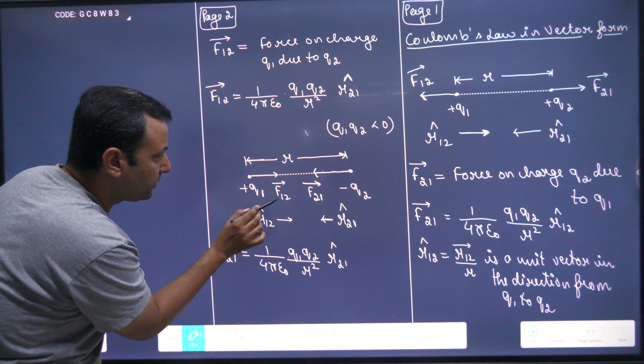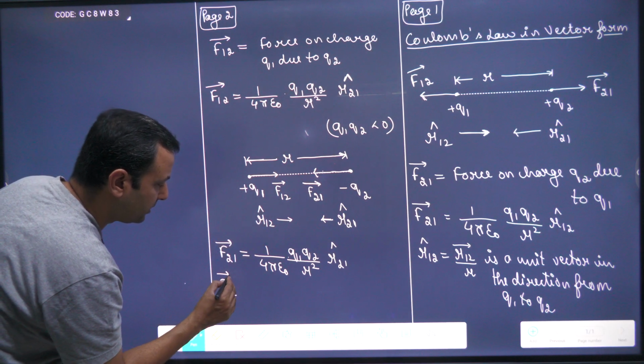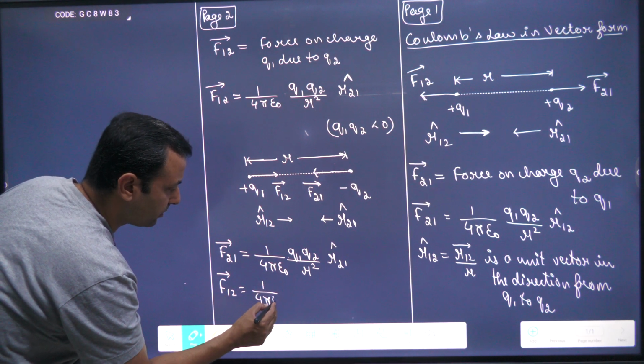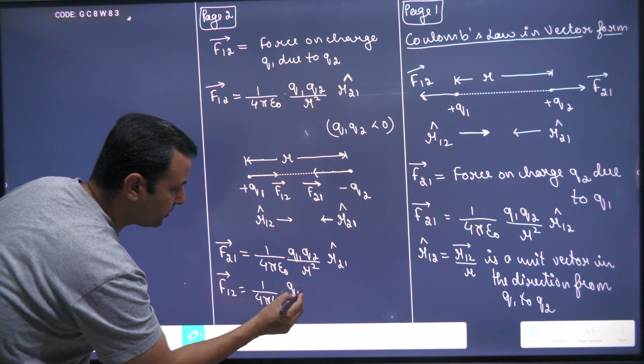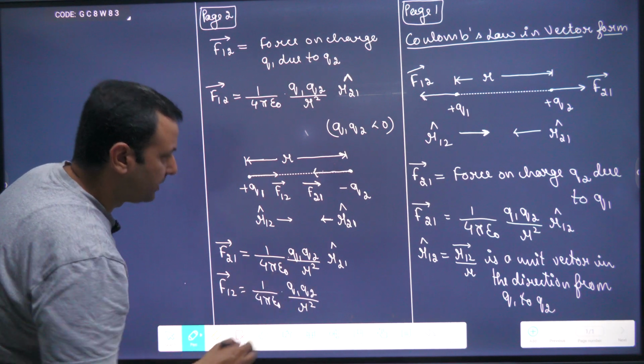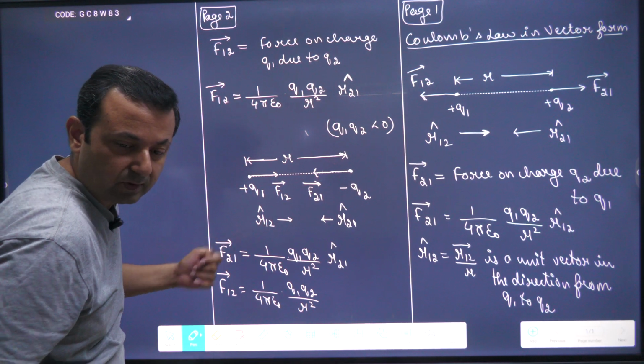Similarly, when we talk about the F12 vector, the magnitude will remain the same, 1 upon 4 pi epsilon naught Q1 Q2 upon r square. But the F12 vector is here, and in this direction the unit vector is R12 cap.